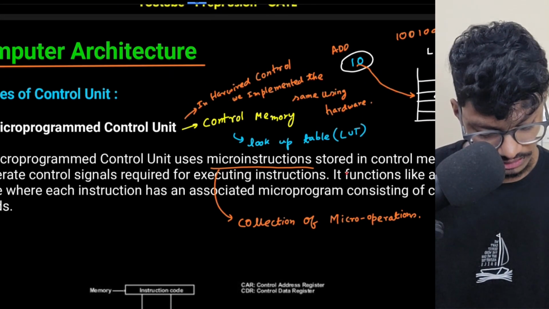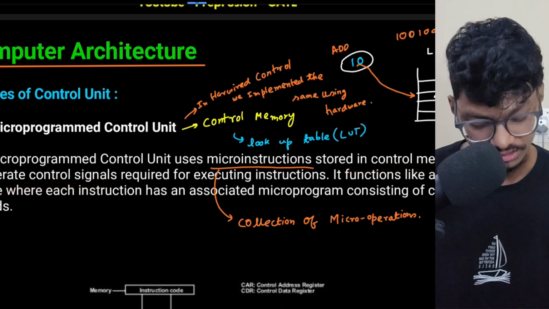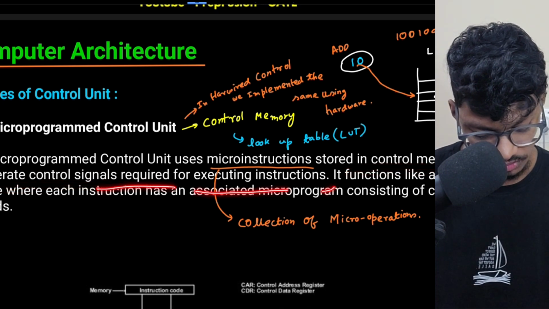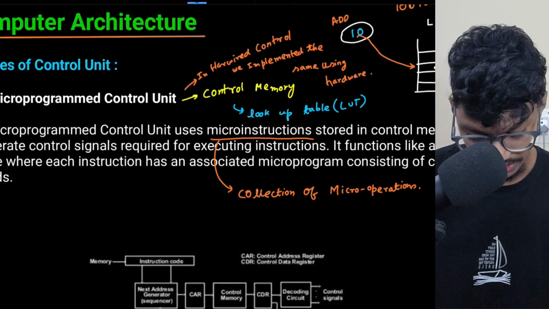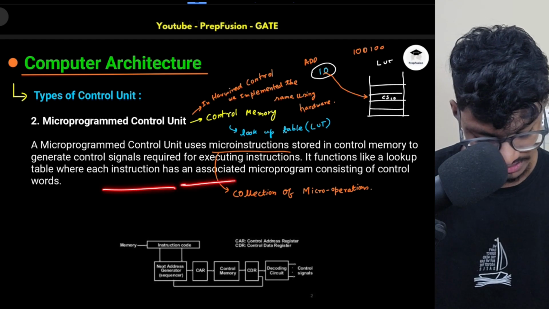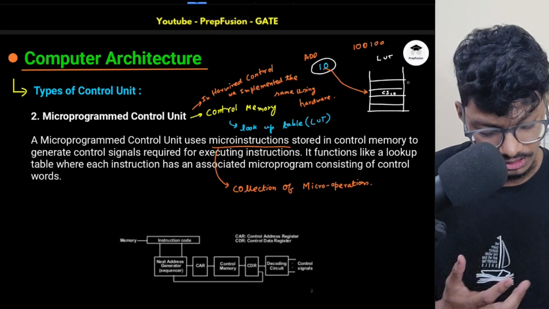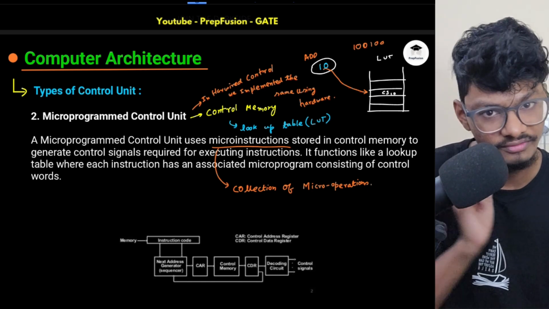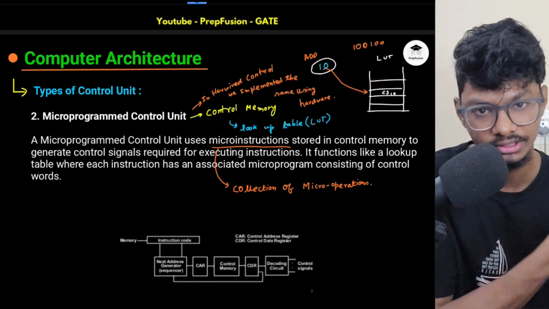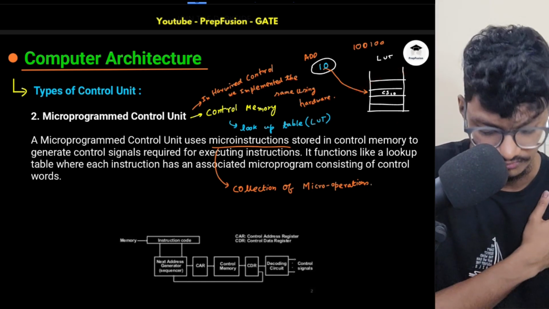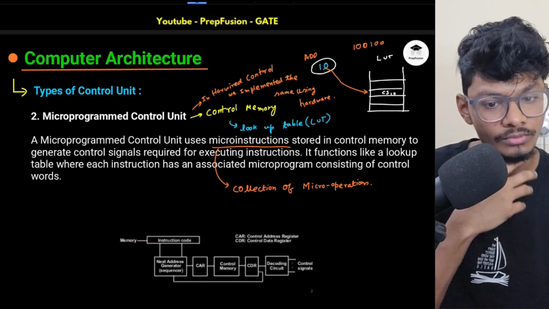So yeah, it is stored in my control memory to generate the control signals required for executing instructions. It functions like a lookup table where each instruction has an associated microprogram consisting of control words. So each micro instruction will have a control word in the LUT, and we'll take the control word from the LUT itself. Here I have given you a block diagram.